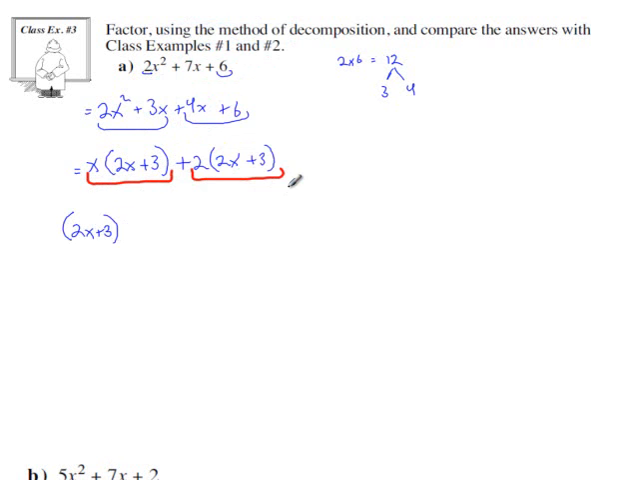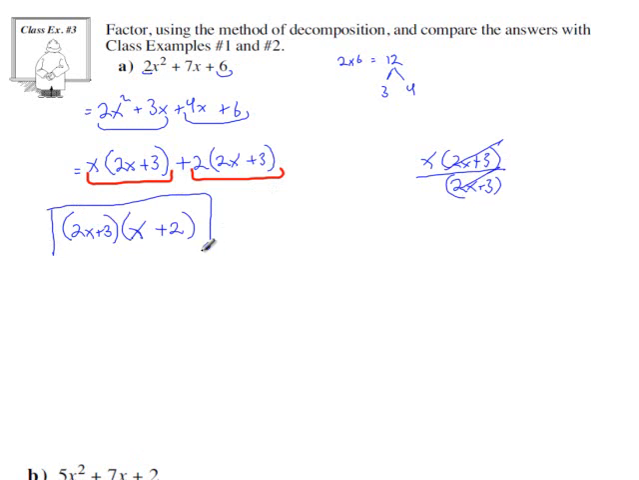This first term, x times 2x plus 3 divided by 2x plus 3. The 2x plus 3's cancel out and you've got just x. Second term, 2 times 2x plus 3 divided by 2x plus 3. You've only got the 2 left over, so x plus 2. And now you factor it, so it's 2x plus 3 times x plus 2.